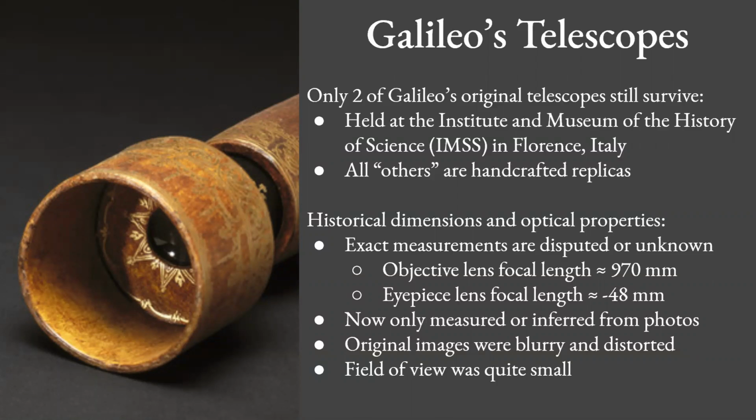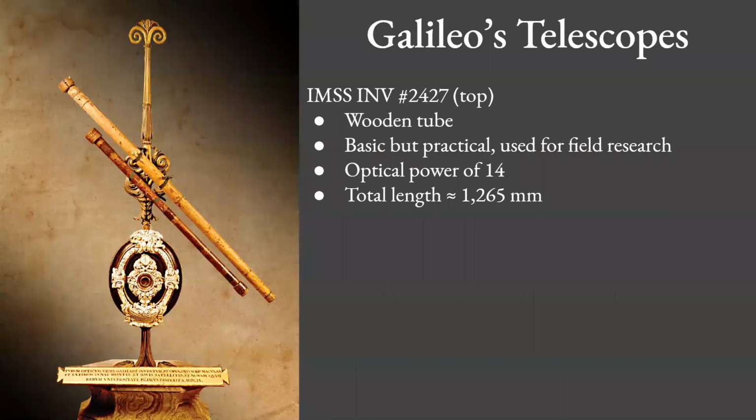What we do know, based off the specs and his own writings, is that the original images that he would have been seeing were probably a little blurry and distorted, and also his field of view based on his design was quite small. So there were some limitations on what he could do, but he still was able to make some big discoveries. Here's a better picture of the two being on display.